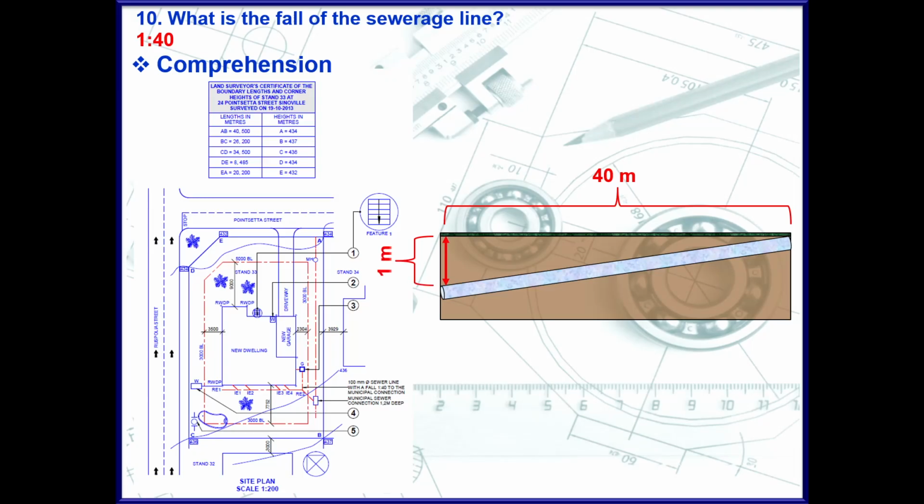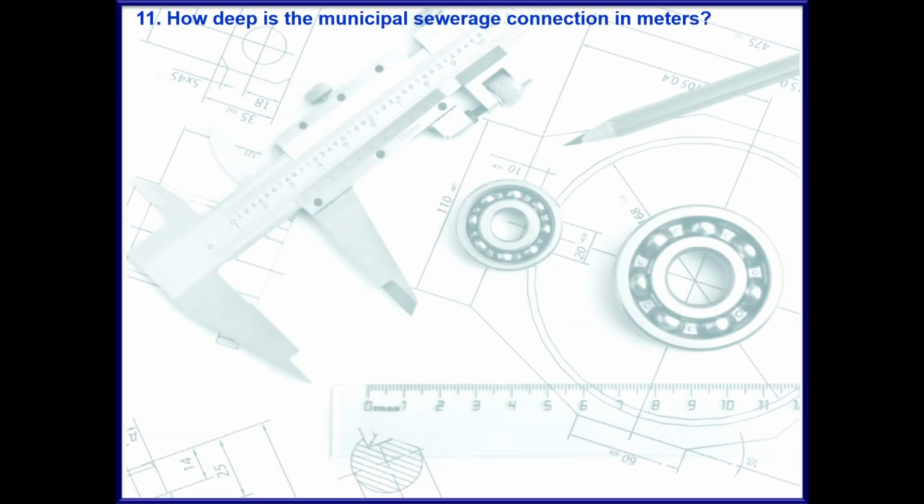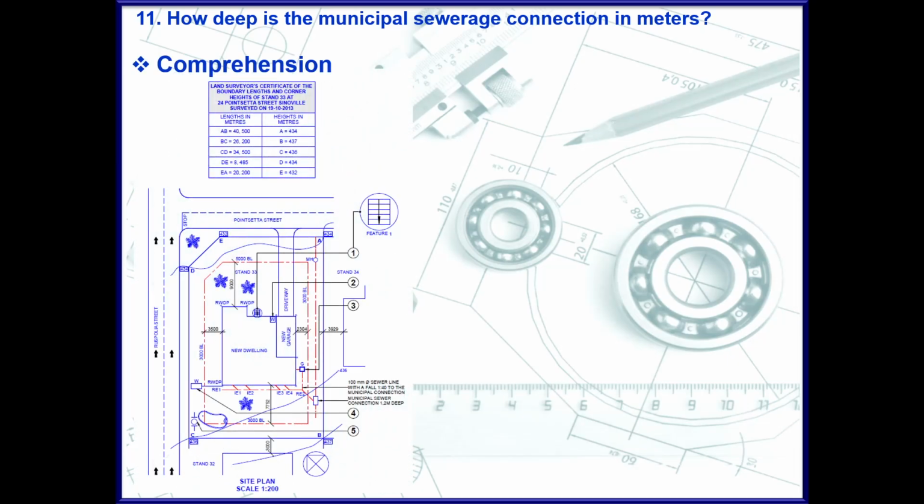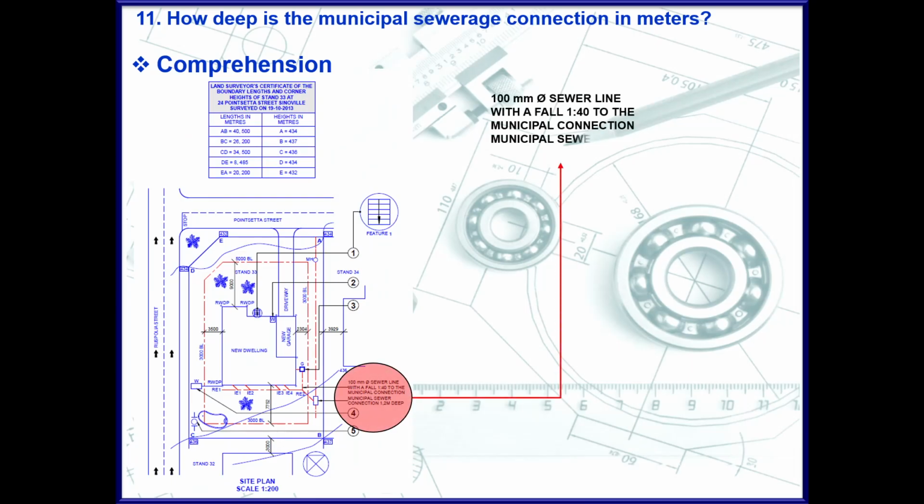Question 11, how deep is the municipal sewage connection in meters? Once again, this is part of my comprehension. So if I take a look at my site plan again and the information that was given, I can clearly see a 100 millimeters diameter sewer line with a fall of 1 to 40 to the municipal connection. The municipal sewer connection is 1,2 meters deep. So if I ask the question, how deep is the municipal sewage connection in meters, it will be 1.2 meters.